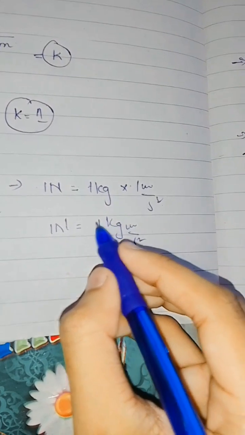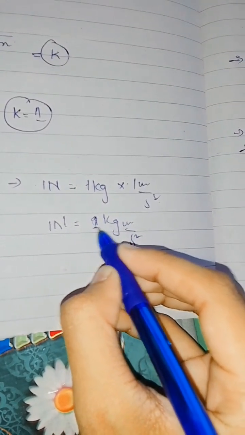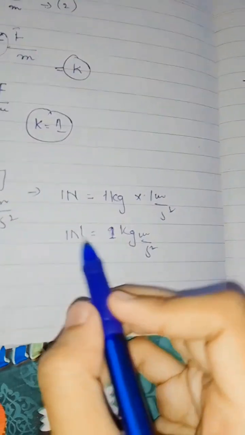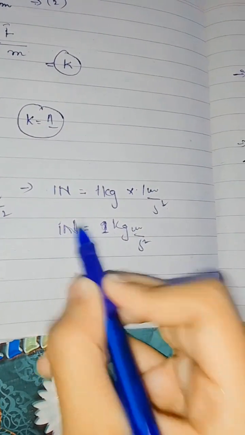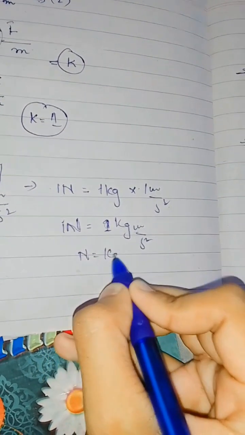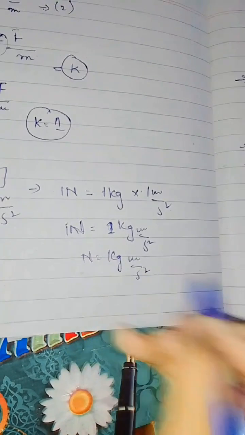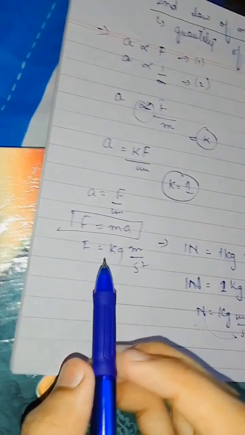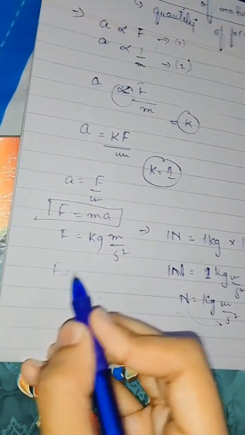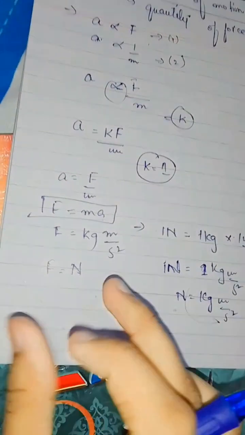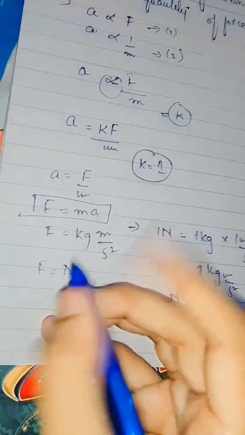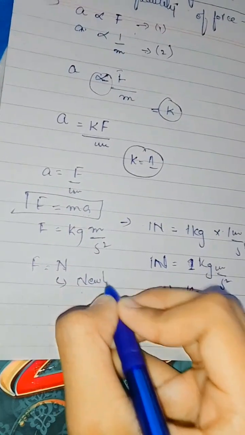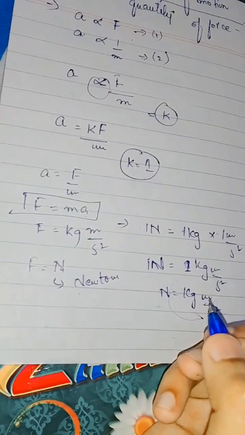So what does it mean? That Newton is basically equal to kg meter per second square. So instead of this, can we write here that force is equal to Newton? That is how the unit of force forms. The unit of force is Newton.